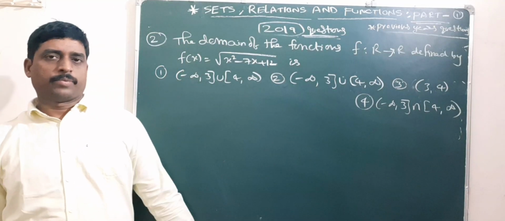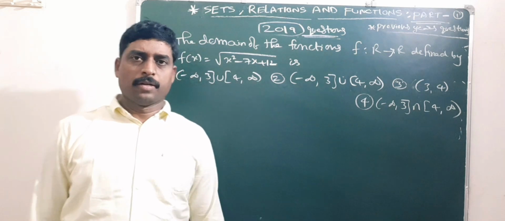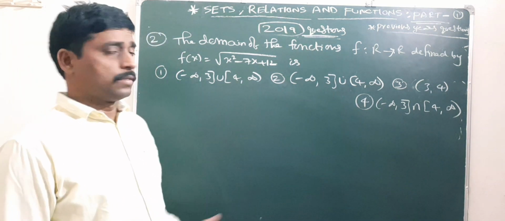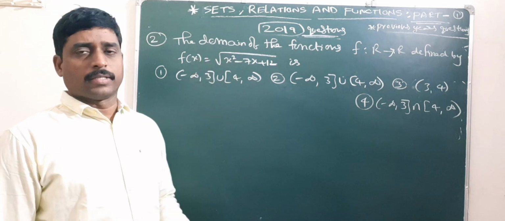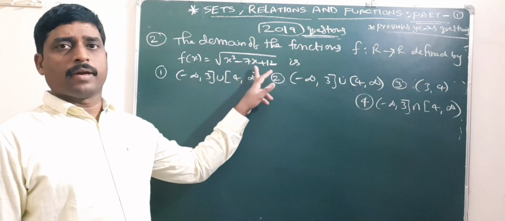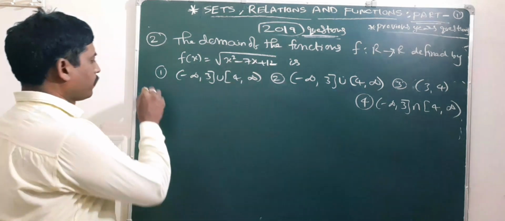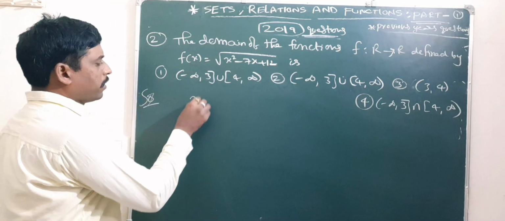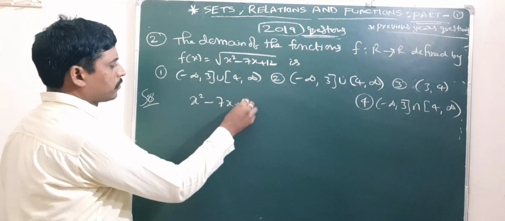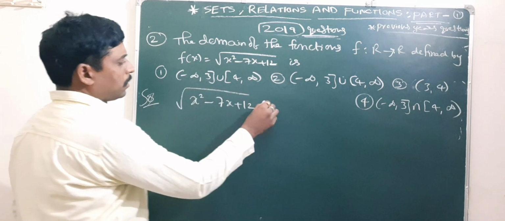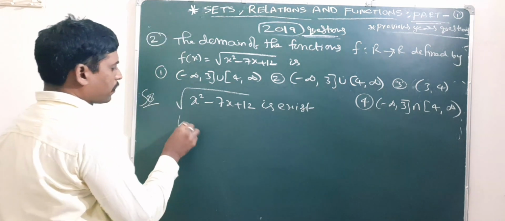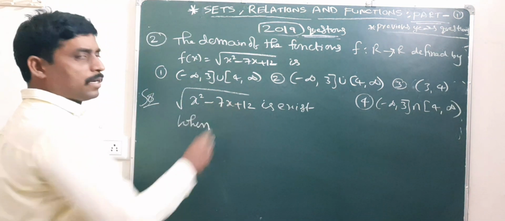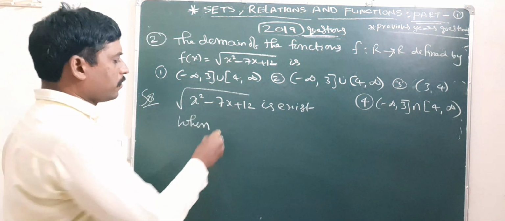So let us go to the next problem. This is a 2019 question. How to compute this problem? The domain of the function root of x square minus 7x plus 12. So x square minus 7x plus 12 under root. This exists when this under root value should be greater than or equal to 0.